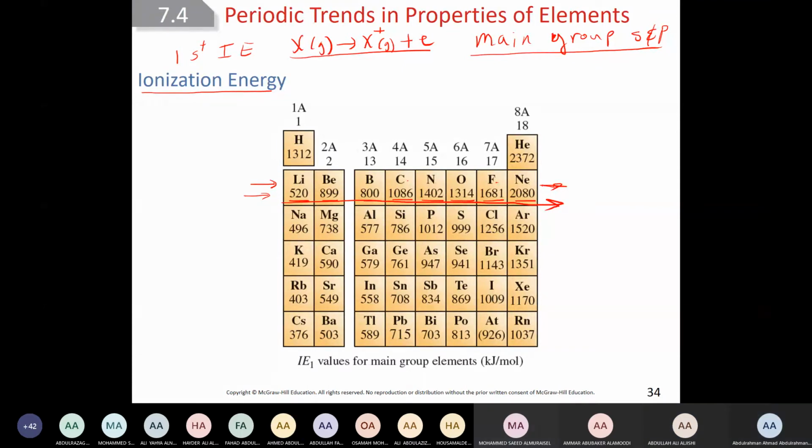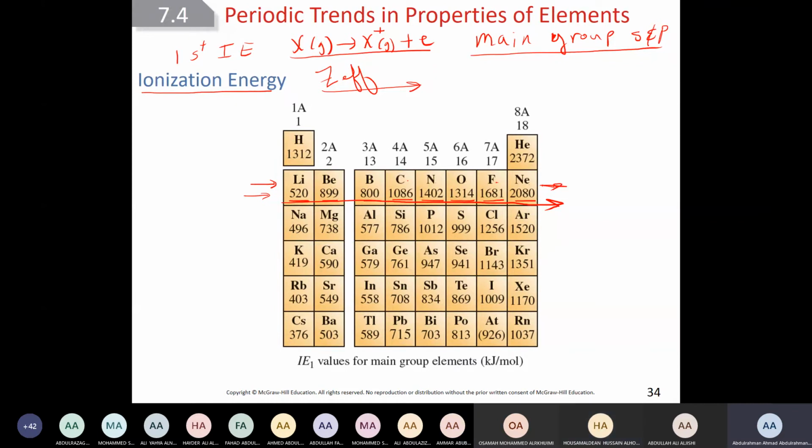The attraction of the nucleus. Why is the attraction of the nucleus more effective? Generally, what is the Z effective? It's higher. The Z effective increases from this side, and Z effective attracts the outer electron. When you want to take it, you need to put in more energy. Is this clear?